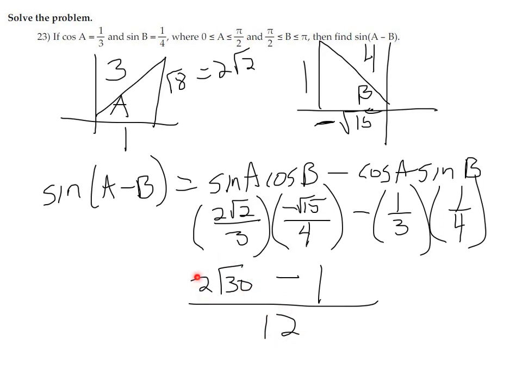Now don't do something crazy like try to reduce this 2 and this 12. This 2 is part of a term, and terms don't cancel. If you wanted to divide this 2 out, you'd have to divide this by 2 and this by 2, but also this by 2, and that doesn't have a 2 in it, so there would be no good reason to divide. Okay, that's the end of this one.